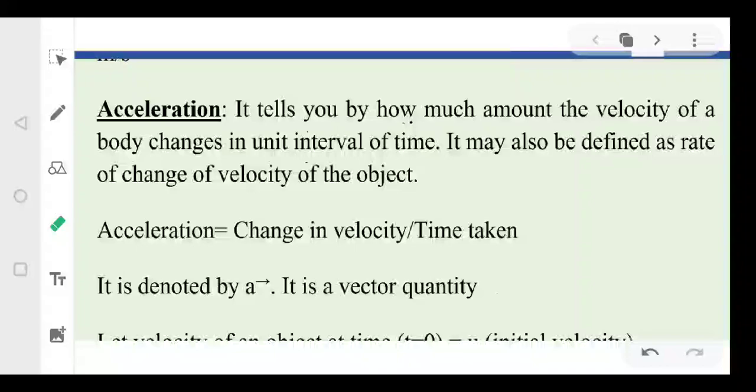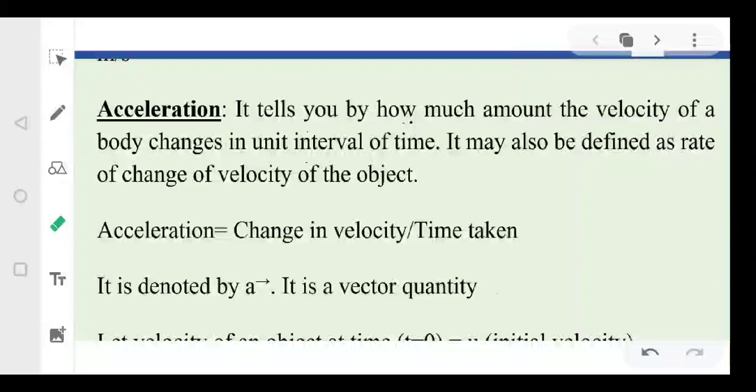So let us start. Suppose a body is traveling with a non-uniform motion. Non-uniform motion means the velocity is not constant. It is either increasing or decreasing. Now there might be some quantity which can measure how the velocity is increasing or decreasing.